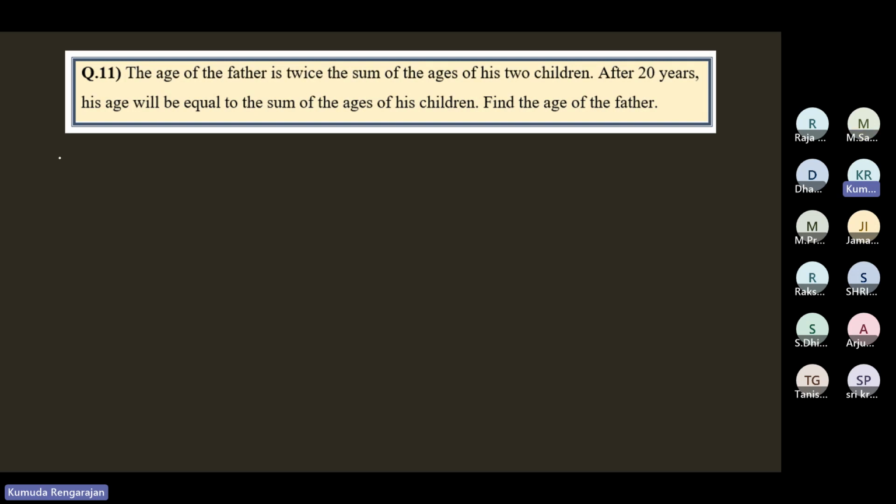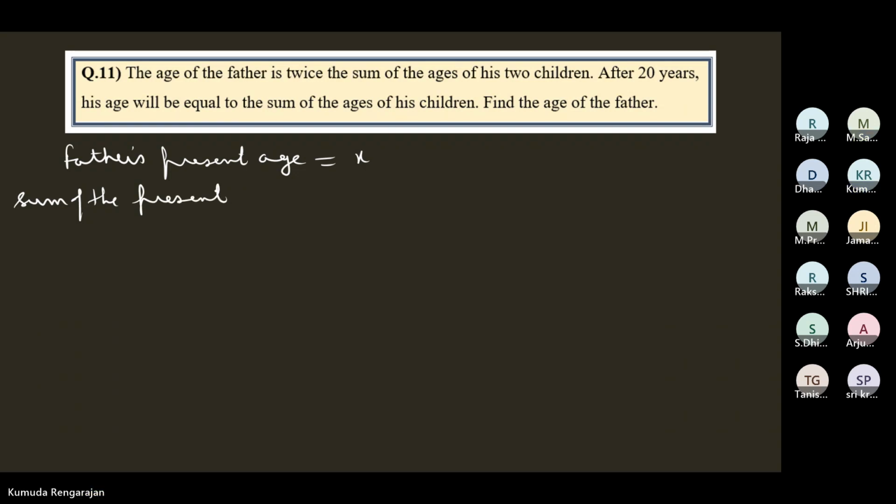You can say let the present age of the father, you can take the father's present age as X and the sum of the ages of the two children as Y. See, so in this question, x is equal to 2y.